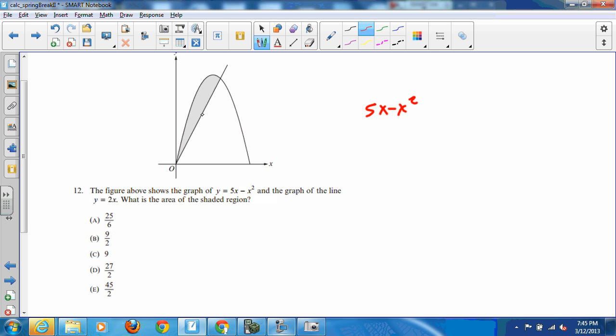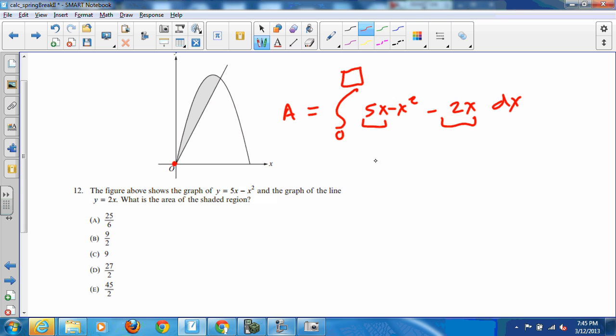And subtracting off the bottom curve, or this linear equation, minus 2x. And we've got to find the limits where we want to integrate from. We know we're going to start off at 0. So now we just need to fill in this value right here. And once we get that, we can clean this up before we take the integral. We're not squaring this function. It's not a volume problem. It's just an area problem.